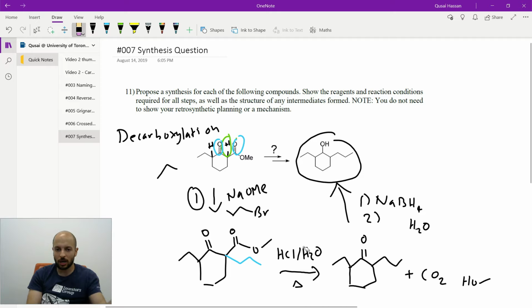So that's the thought process of how I would go about answering this question. In synthesis questions, what always matters is the order in which you do your reactions, right? Because as you see here, if we had removed the ester group before we added this propyl group, then we would have had a problem of which alpha proton will be deprotonated. But because we had the ester group, this alpha proton that's highlighted in green is super acidic, and so that one will be selected, right?